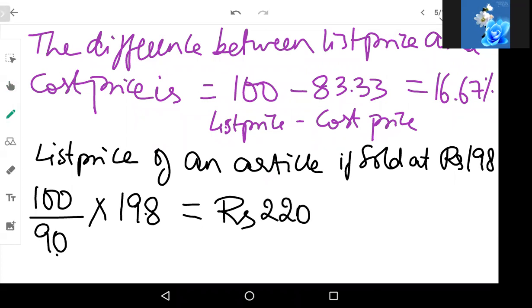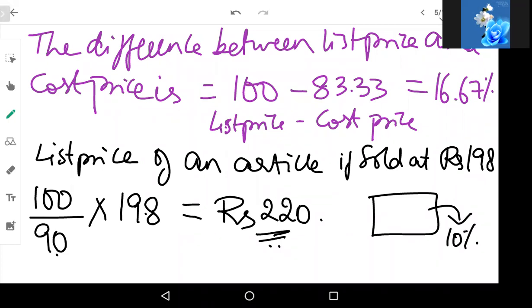You cannot sell it at 219.99, right? So we will round it off to the nearest number and we'll sell it at 220 rupees. So the list price of an article is 220 rupees. This will be the sticker which will be put up on the article. Now on 220 rupees, he is giving 10% discount. Even after giving 10% discount, he'll be able to make 8% profit.